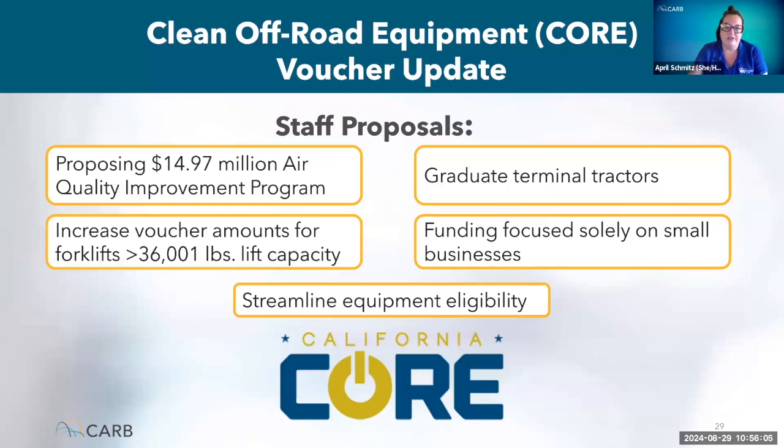Staff recommends that CARB receive $14.9 million in AQIP funds this year. We plan on using those funds for small businesses only. Staff is proposing to conclude incentives for mature zero-emission off-road terminal tractors used at freight facilities and shift all funding requests to scrap and replace incentive programs such as the Carl Moyer Program and Community Air Protection Program. In the future, as terminal tractors with higher gross combined weight rating greater than 81,000 pounds become available, we would evaluate CARB incentives eligibility and support future CARB cargo handling equipment regulatory requirements. In lieu of a zero emission off-road certification, we plan to streamline and strengthen the CARB equipment eligibility process.